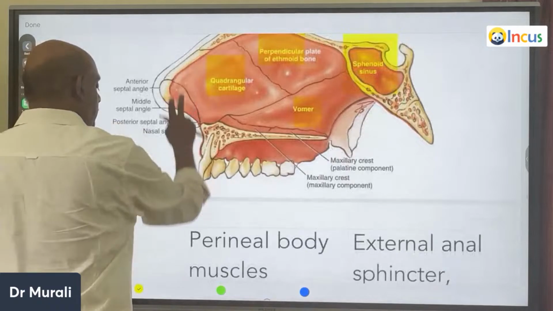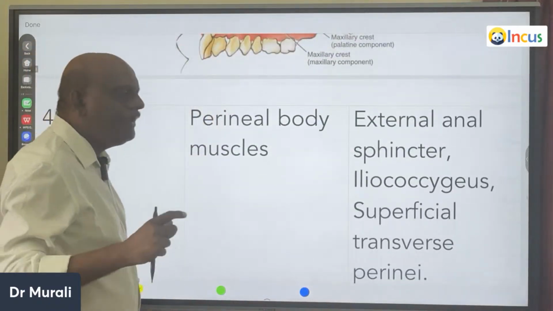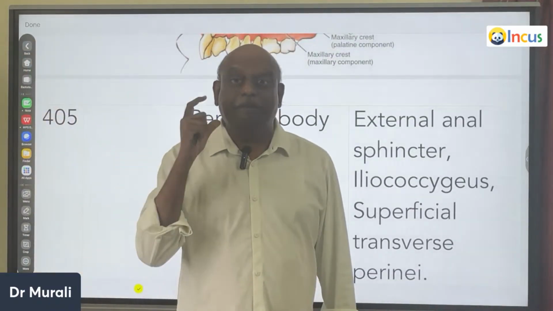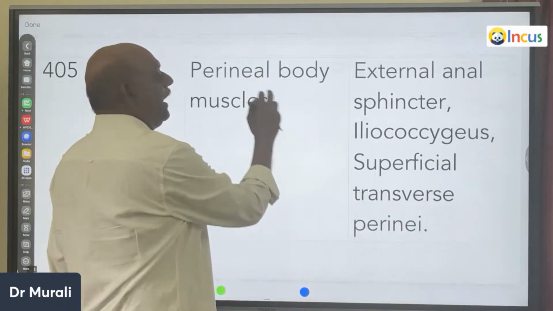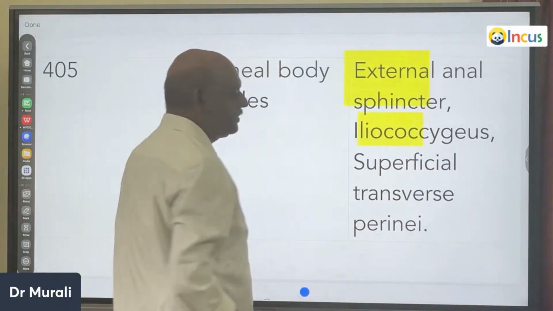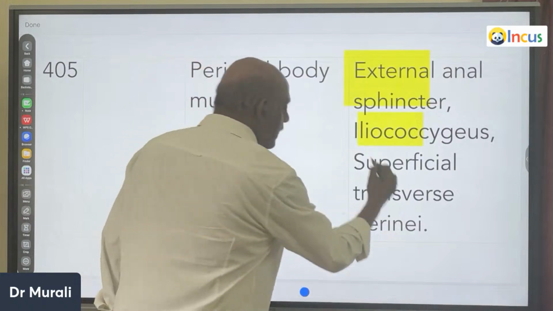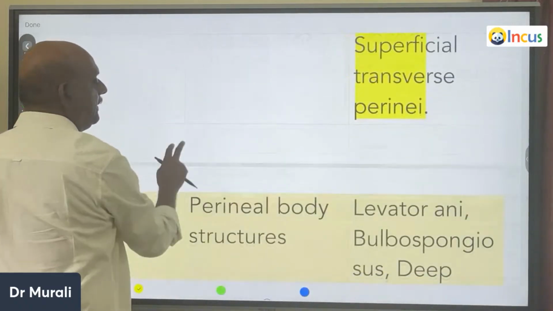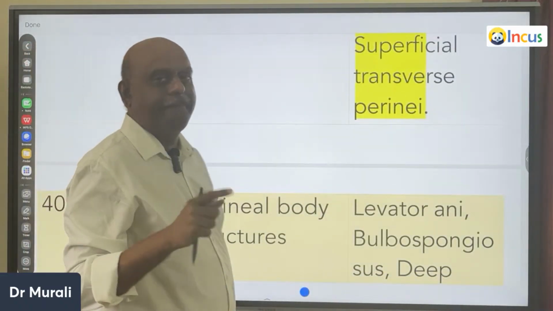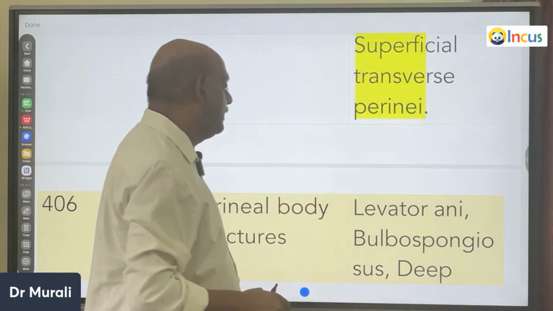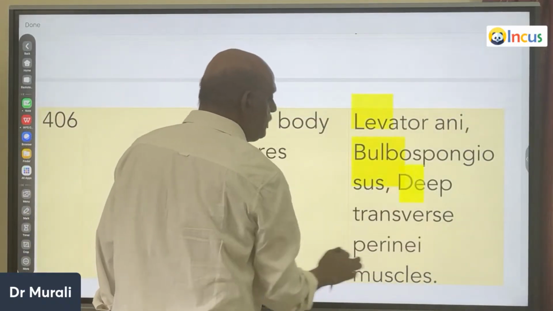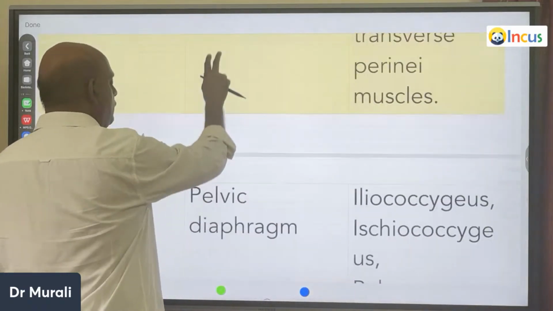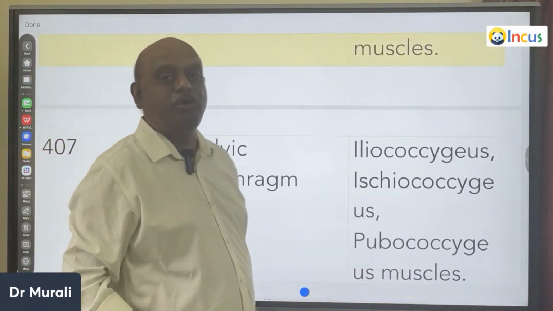Right, doctor? Now, what are the various muscles that constitute the perineal body? The external sphincter, iliococcygeus, superficial transverse perinei, they all constitute the perineal body. Similarly, levator ani, bulbospongiosus, deep transverse perineal muscles, they're all part of the perineal body.